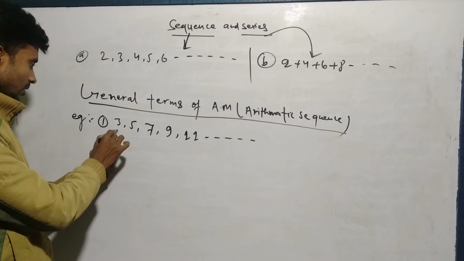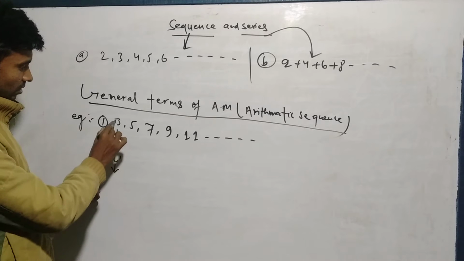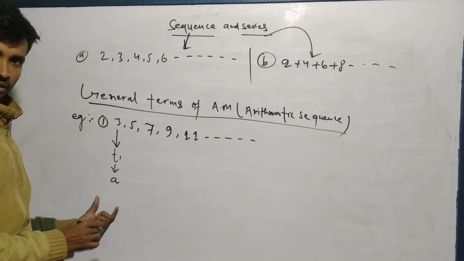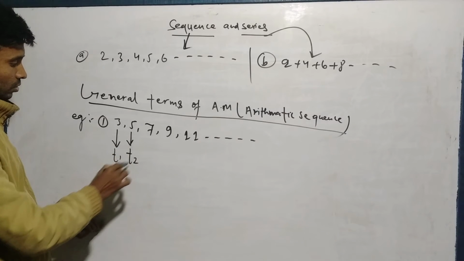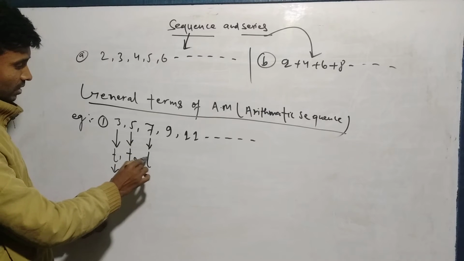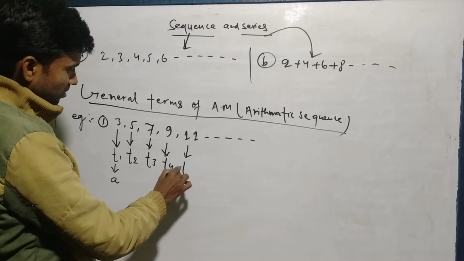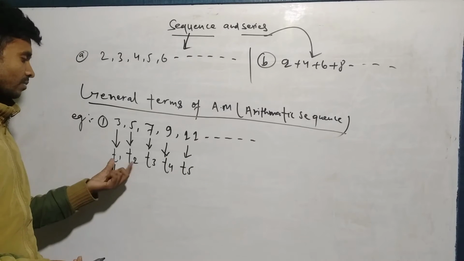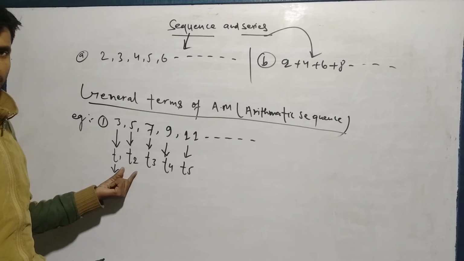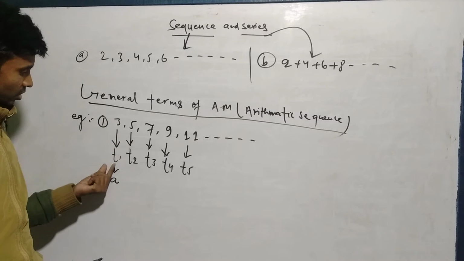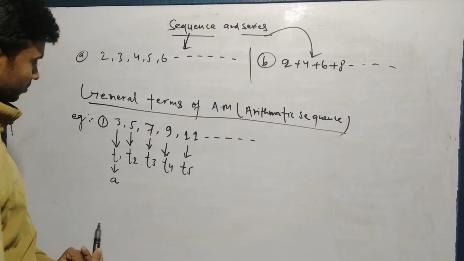Students, you know that 3 is first, so it is called the first term. It means T1. Otherwise, the first term is also indicated by A. Similarly, the second term is indicated by T2, the third term by T3, the fourth term by T4, and similarly T5. It is indicated by T because the spelling of term starts from T. The first number is T1, the second number is T2, T3, similarly, as shown. Okay.